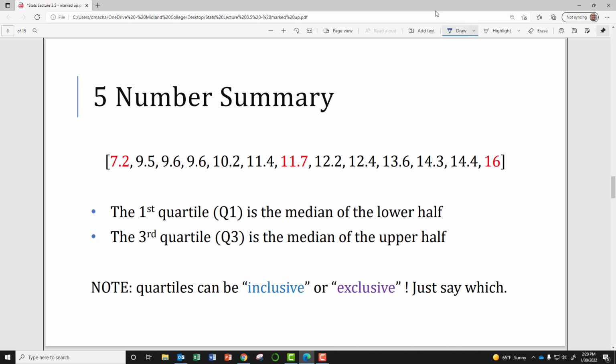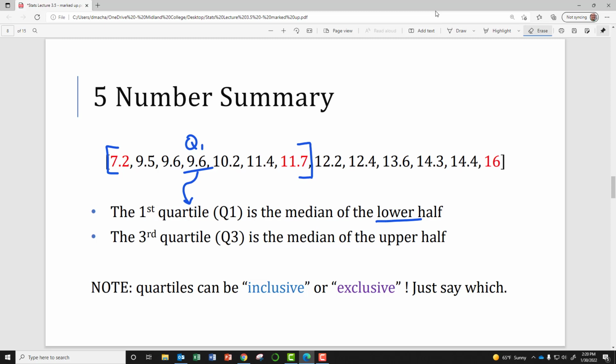Now the first quartile is the median of the lower half. That's actually not that bad to find, because what I have to do is just take the lower half here and then say, what's my median? Well, my median would be the middle of these 7 numbers. And so for my first quartile, boom, found it.